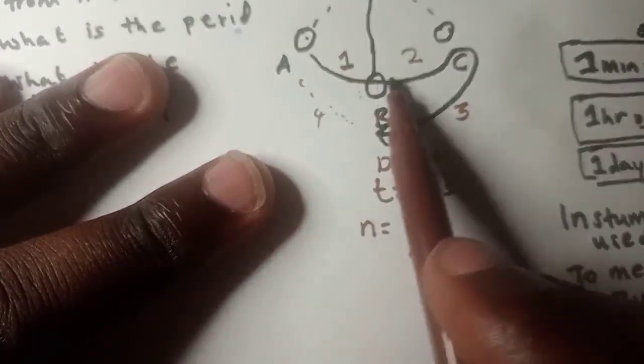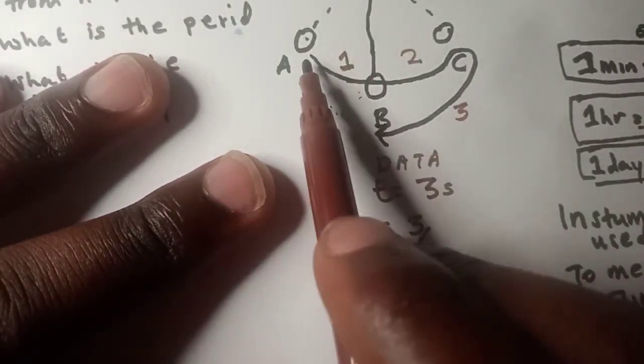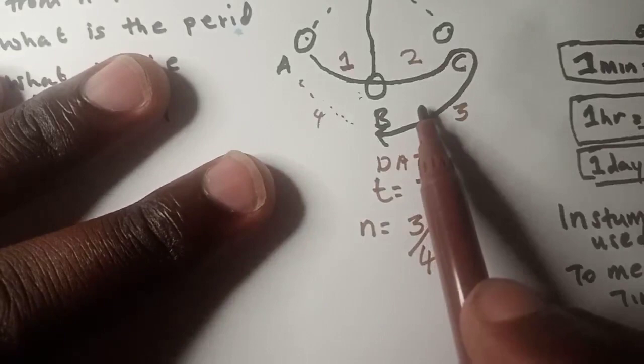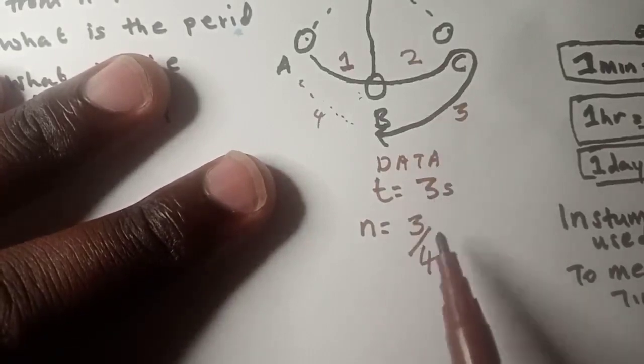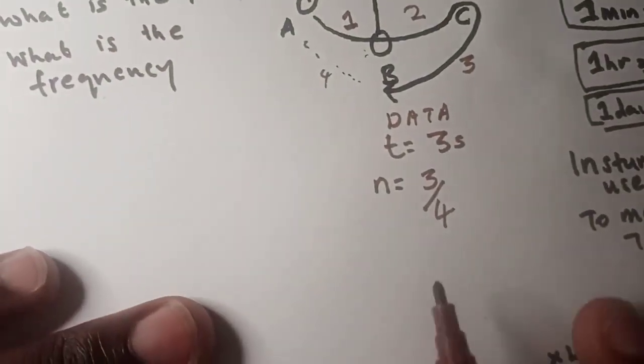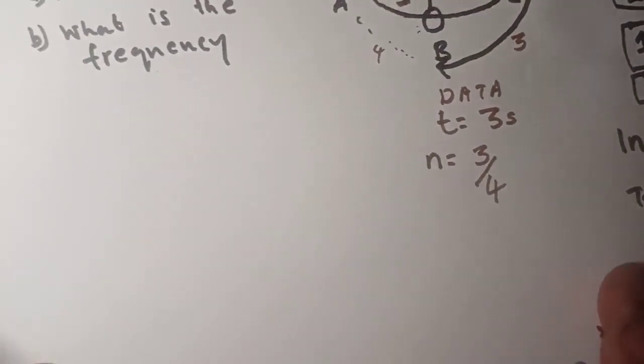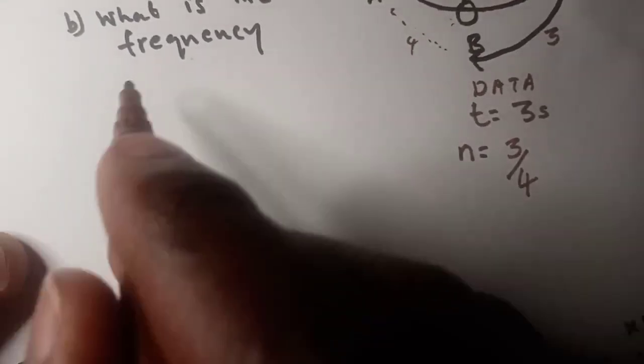If it moves 1, 2, we're going to say 2 over 4. If it moves 1, 2, 3, 3 over 4. That is the number of what? Oscillations. The number of oscillations is 3 over 4. Okay, so let us find the period now.